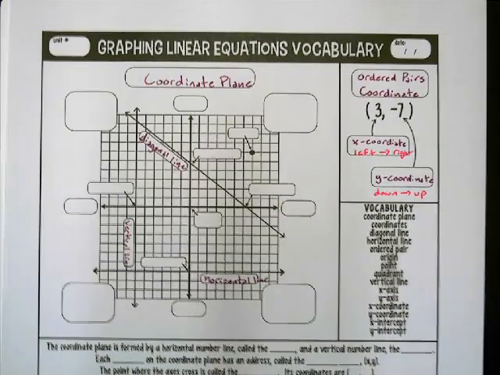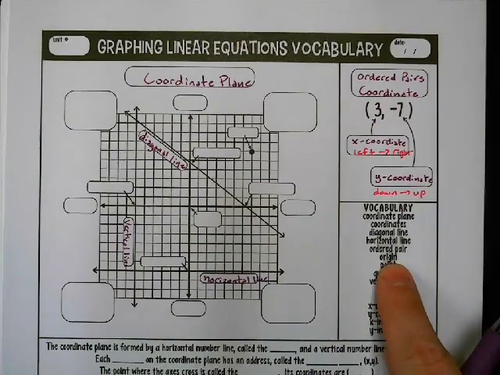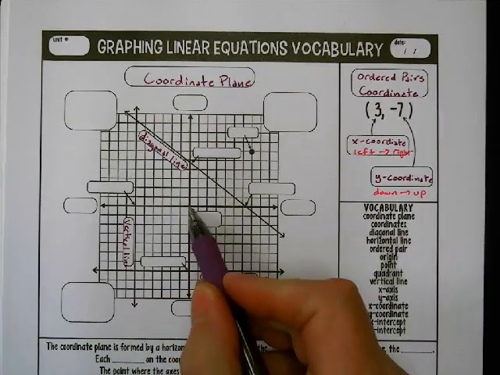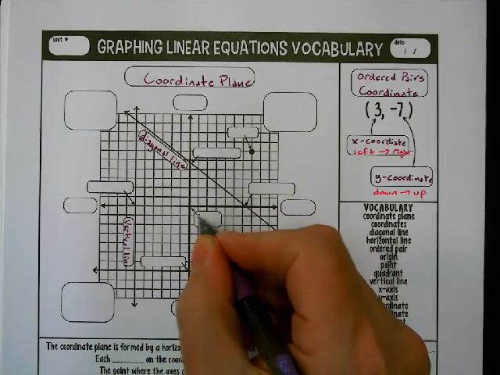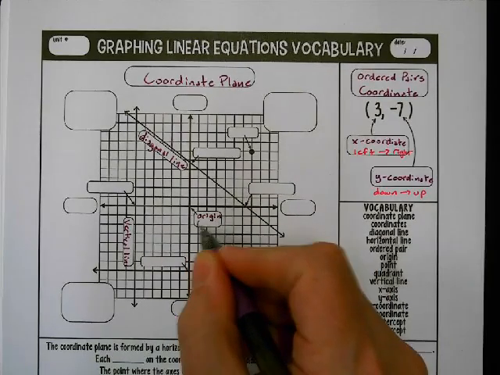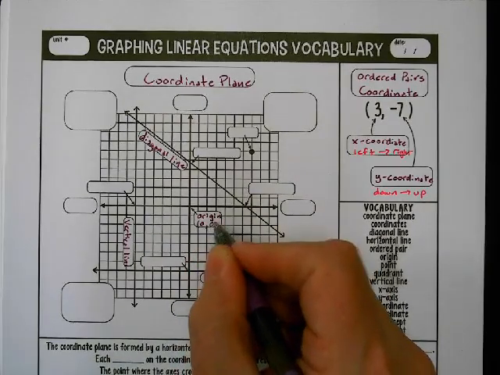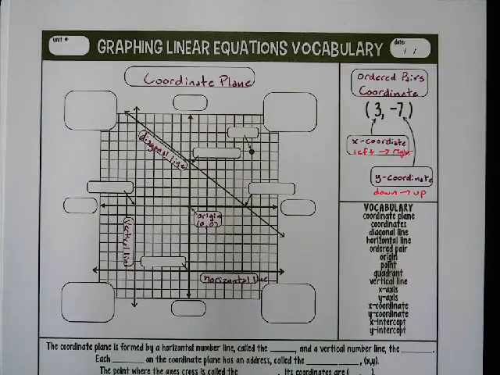Okay, what else do we got? Ordered pair, so that was 3, 7. The origin. The origin is the point 0, 0. This is the origin right here. It has an x-coordinate of 0 and a y-coordinate of 0. Right there is your origin.